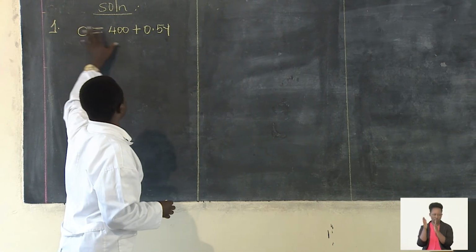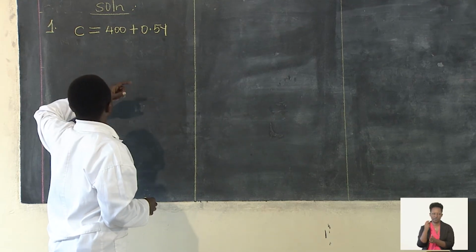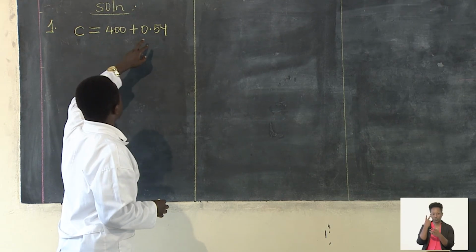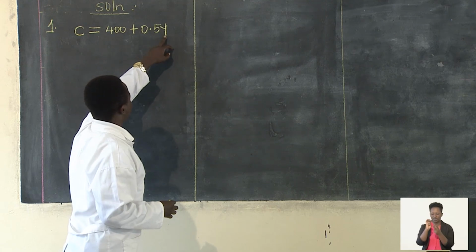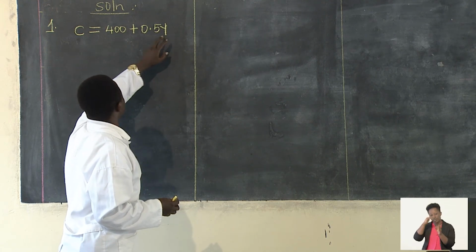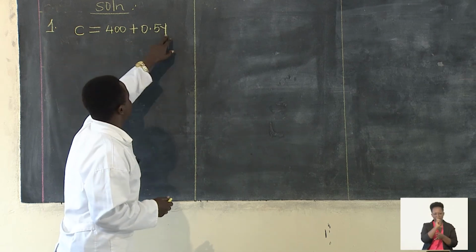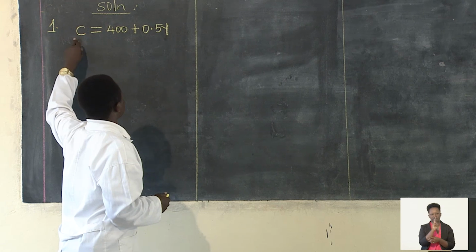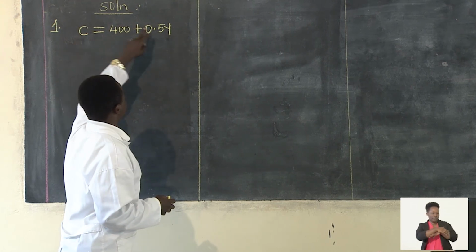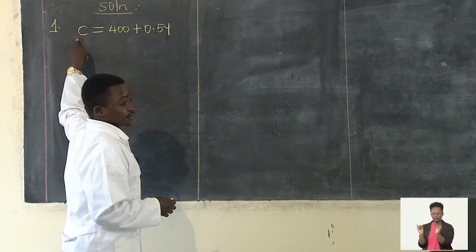So this is the linear equation that we have, which relates the two variables, consumption expenditure and the income of the consumer. And you all know that the income of the consumer influences the consumption expenditure. So this is an independent variable, you know that, and this is a dependent variable.